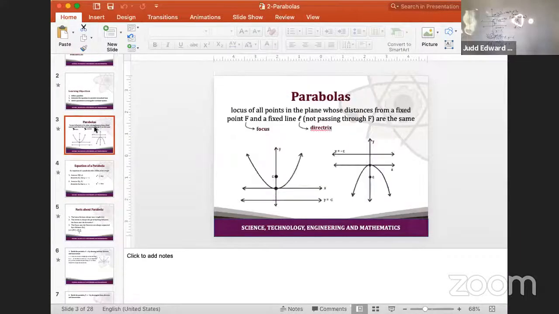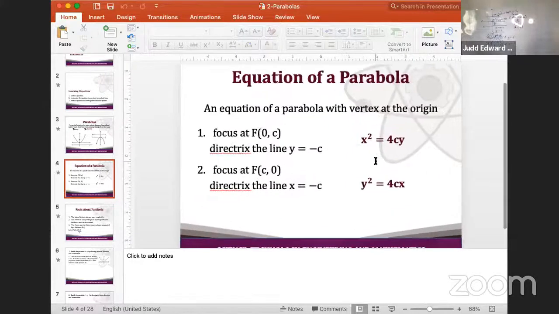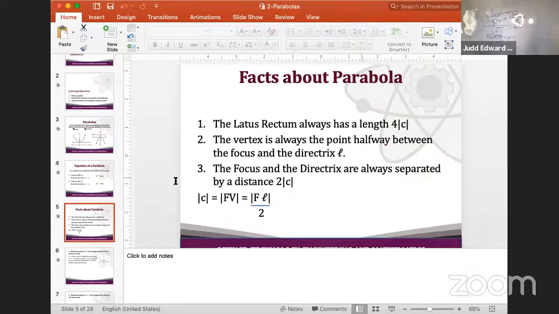So these are some of the properties of the parabola. Okay, an equation of the parabola with vertex at the origin. So this is what I told you. Okay, so that was also the discussion earlier. These are the facts about the parabola.